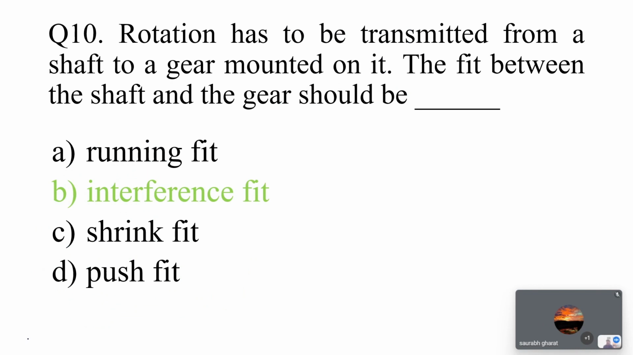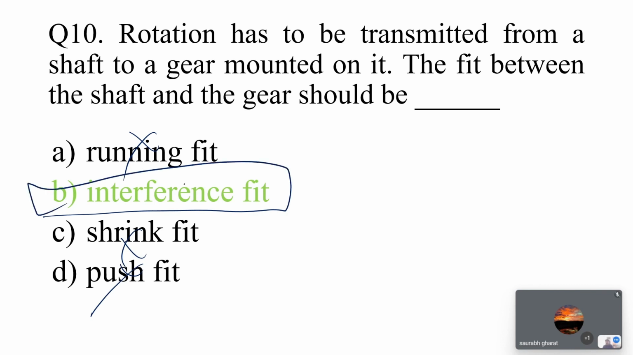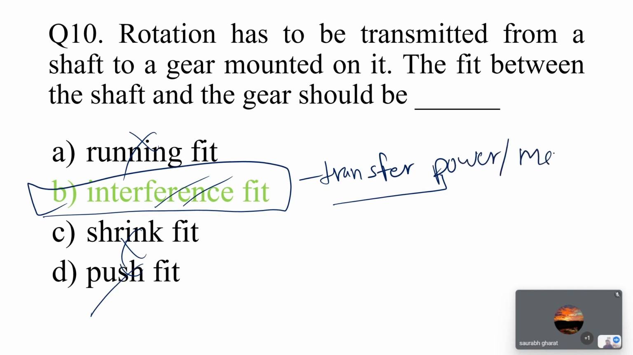Rotation has to be transmitted from a shaft to a gear. The fit between the shaft and the gear: running fit, sliding fit, or too speed, which is a wrong answer. Interference only, I told you, because it will be locked and it will transfer power or motion. This interference fit only can be used to transfer.